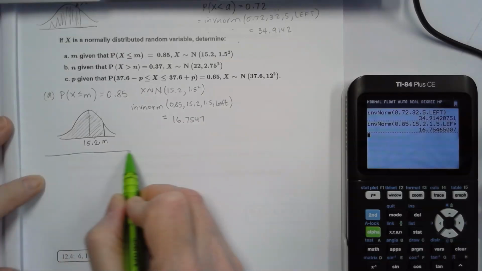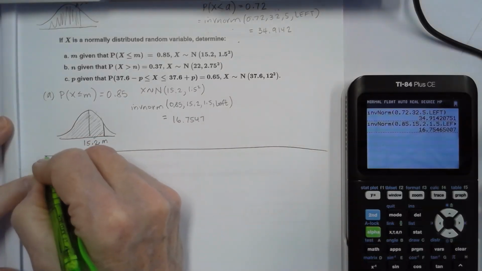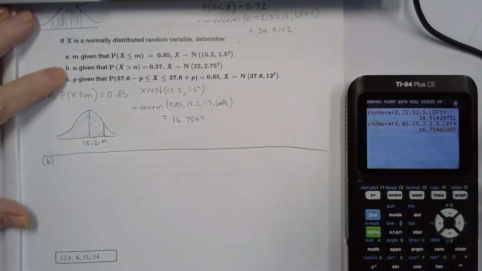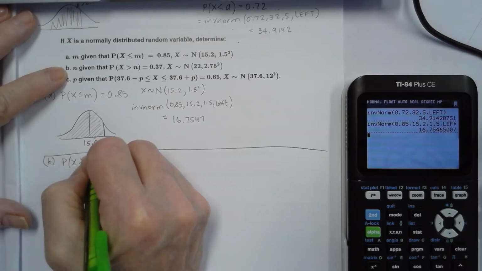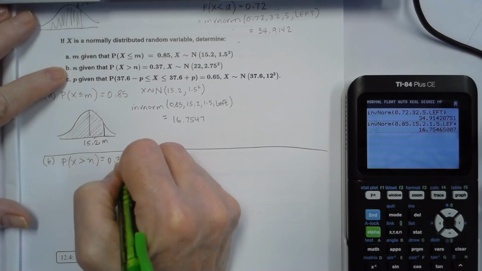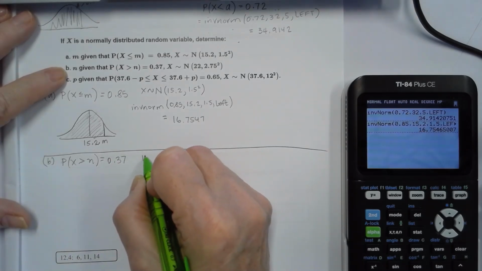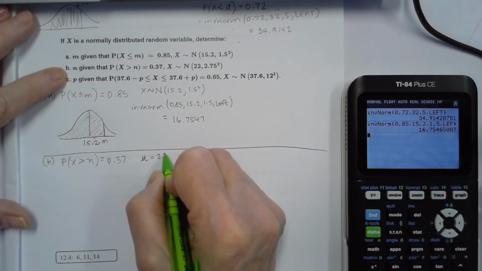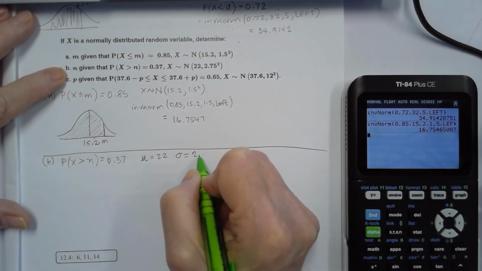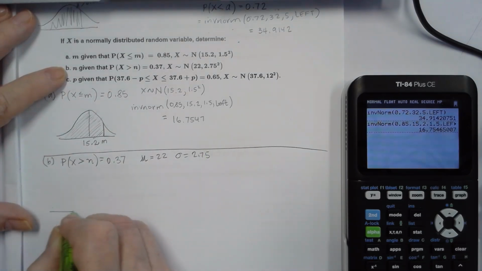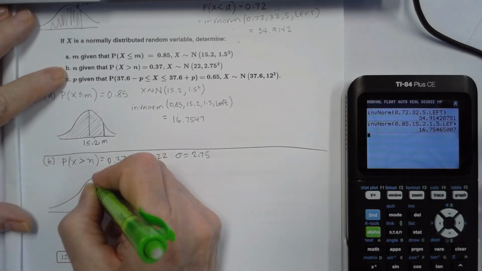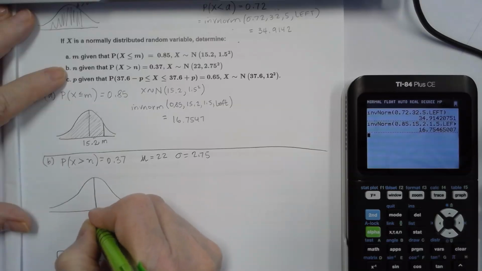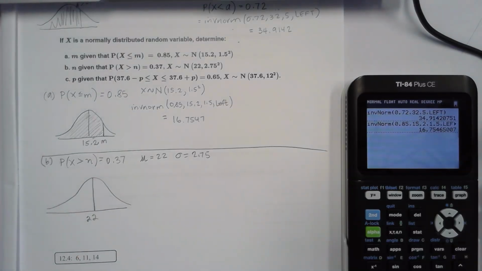B. I want to find N, given that the probability that X is bigger than N is 0.37, where the mean is 22 and the standard deviation is 2.75. Now I want X to be bigger than N. Where should I put the N?